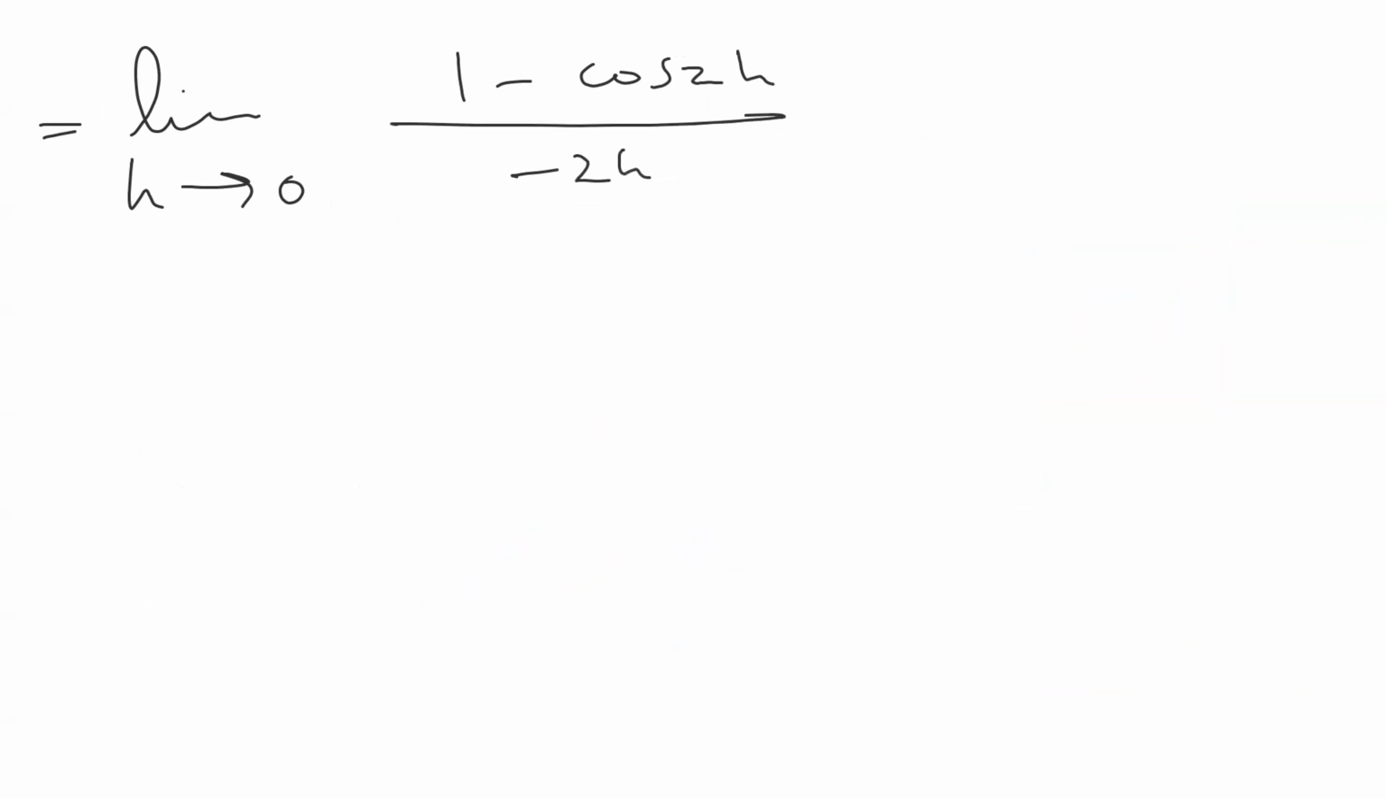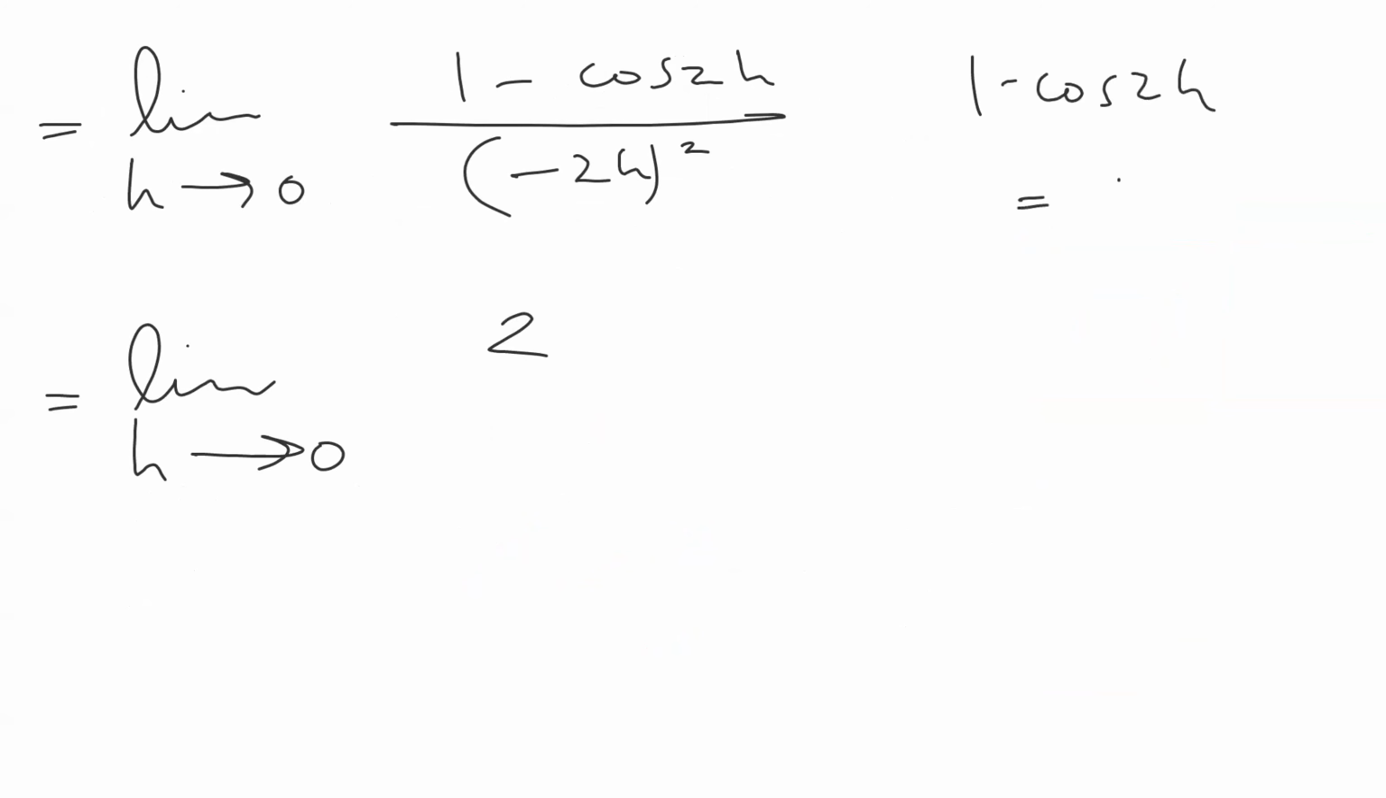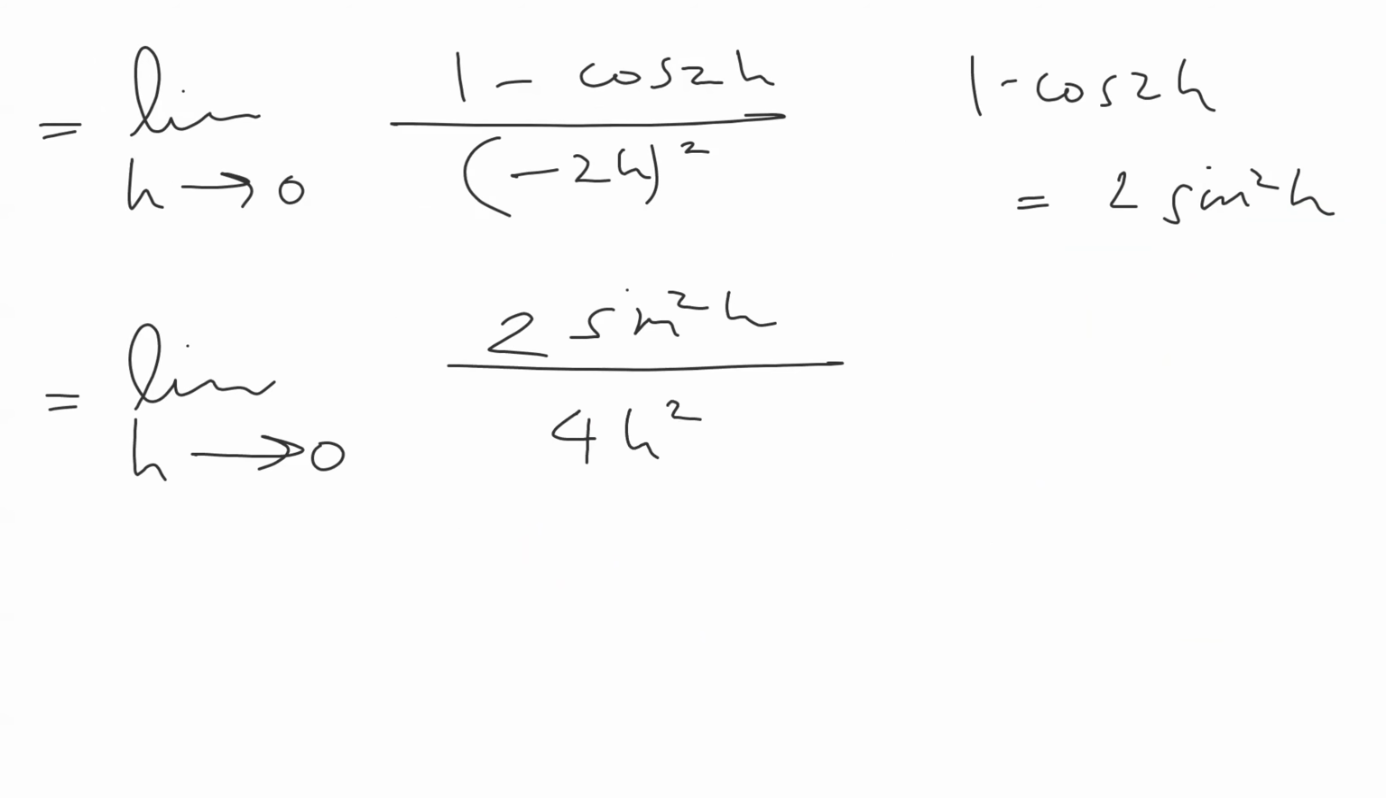So limit h approaching 0, 1 minus cos 2h upon minus 2h the whole square. Limit h approaching 0, see, 1 minus cos 2h, the formula is 2 sine square h, right? This is the half angle formula. So 2h becomes h. So 2 sine square h upon 4h square. Down I'm just squaring this term. So 2 upon 4, that is half.